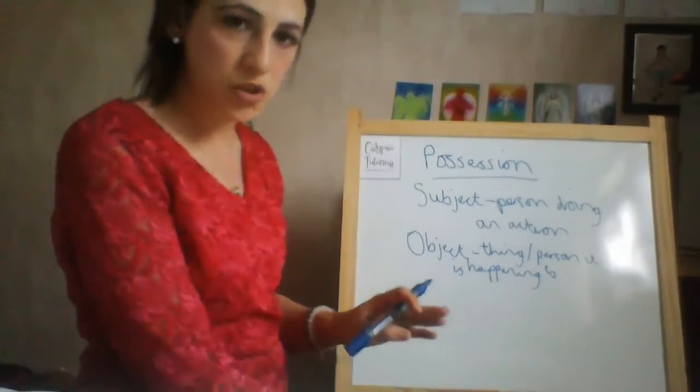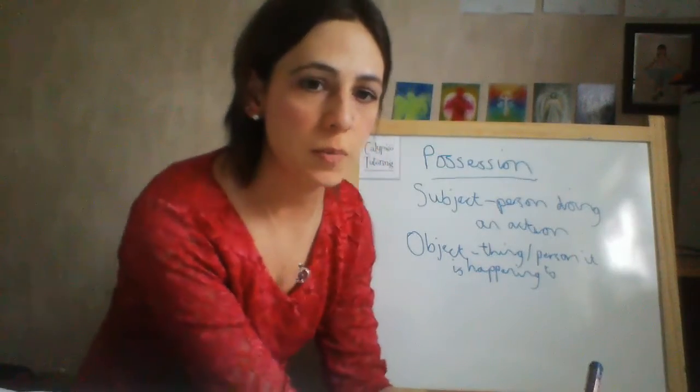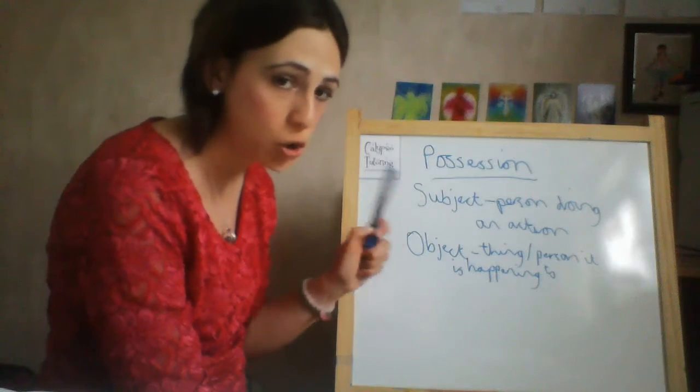So, subject: your subject is the person doing something, the person doing an action. And your object is the thing or the person it's happening to. Now, the reason these subject and objects are important is that with apostrophes, you must make sure that you're putting the apostrophe and the S on the subject, not on the object.